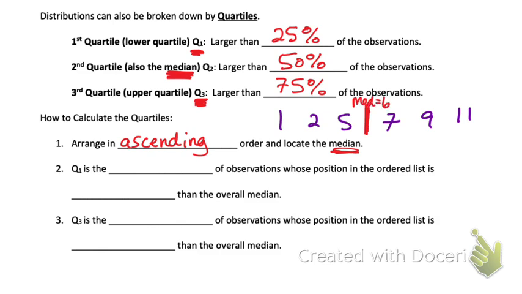Cool. Next thing I would do. Q1 is the median of the observations whose position in the ordered list is lower than the overall median. Basically, what that says is Q1 is the median of the lower half of the data. So here's the lower half of the data. What's the median of that lower half? 2. So Q1 would equal 2.